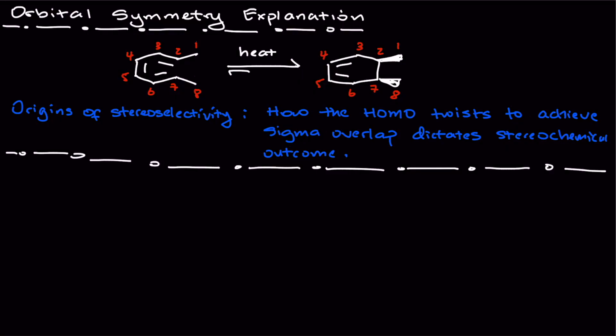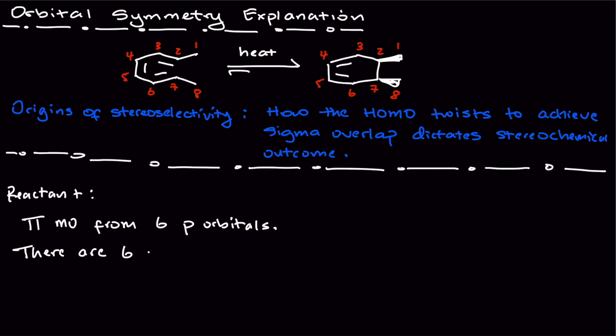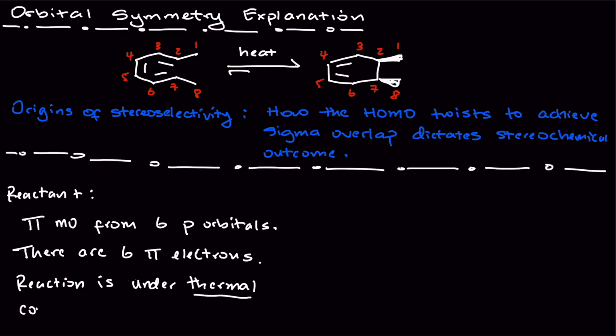And so we see in this particular molecule, this substrate that we start with has 6 p orbitals that are being used to form pi molecular orbitals. And there are 6 pi electrons that exist within the pi molecular orbital system. Lastly, given that the reaction is going through heat, this reaction is under thermal conditions, and that's going to tell us what that HOMO orbital is going to look like.